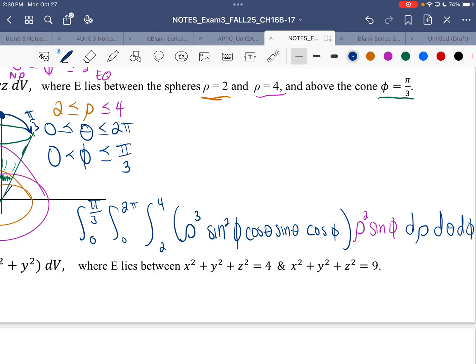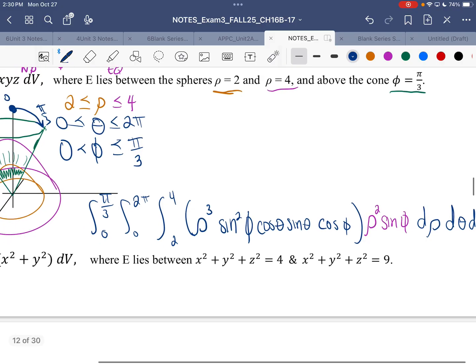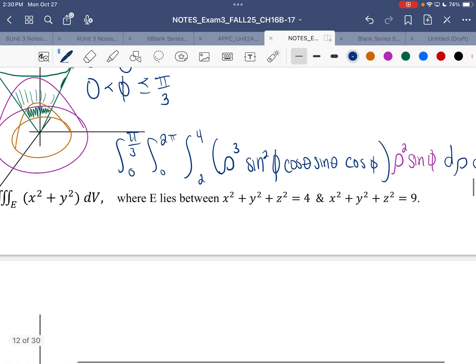Let's skip 7 and go to 8. Seven kind of got stuck on this page anyways.